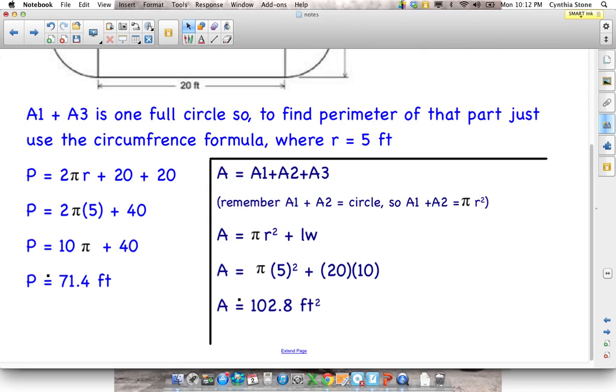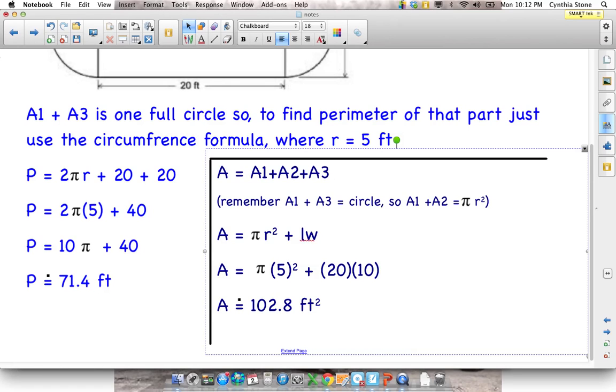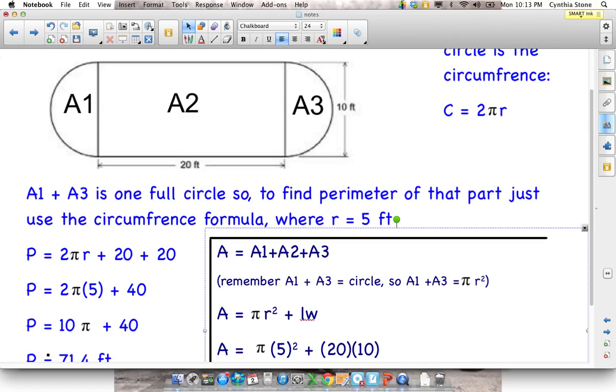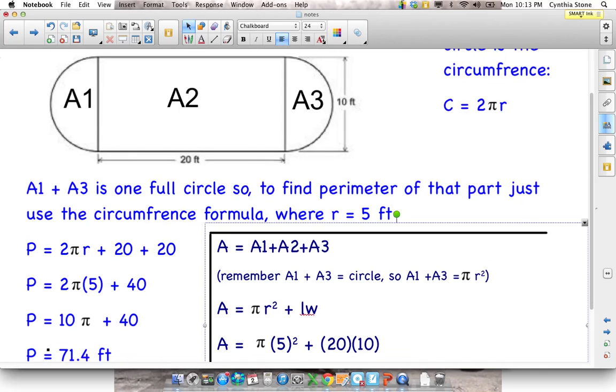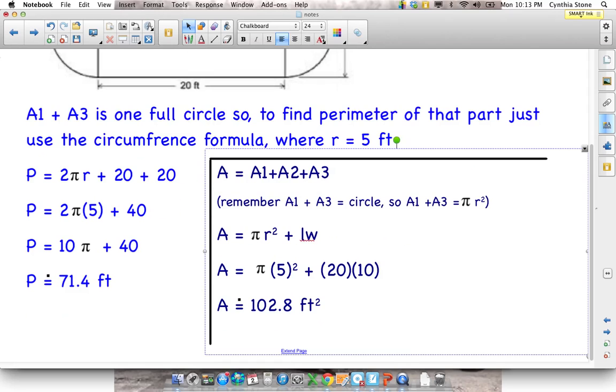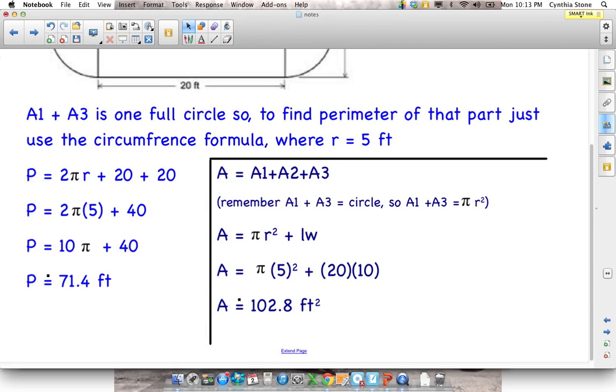Area is just add the 3, and again, since A1 plus A3 is a circle, we can just use pi r squared for that part. And so the total area will be the pi r squared for that full circle, right? Because this will make one full circle with area pi r squared, plus length times width, which is the area of this rectangle. Okay, and so pi times 5 squared plus 20 times 10. L is 20, W is 10, and that equals 102.8 feet. And notice it's feet squared again, okay, for area.